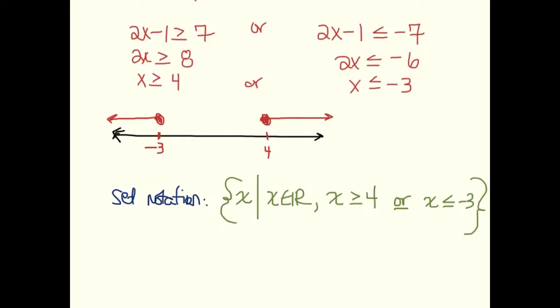And the reason we have or is because really you can't have a number that's both greater than 4 and less than negative 3. It's impossible. So you can only have one or the other. And that's one of the main differences between this problem and the one we did before, where you could have one number that could work for both equations.